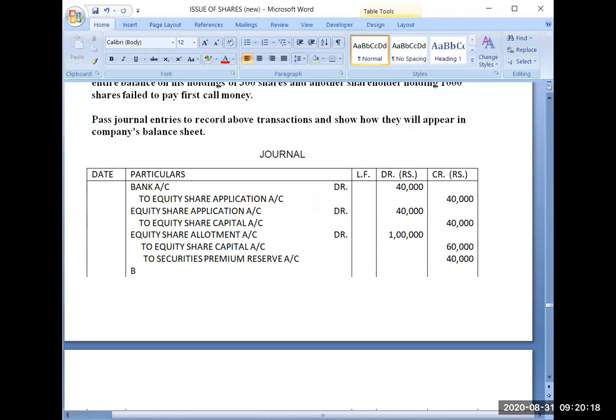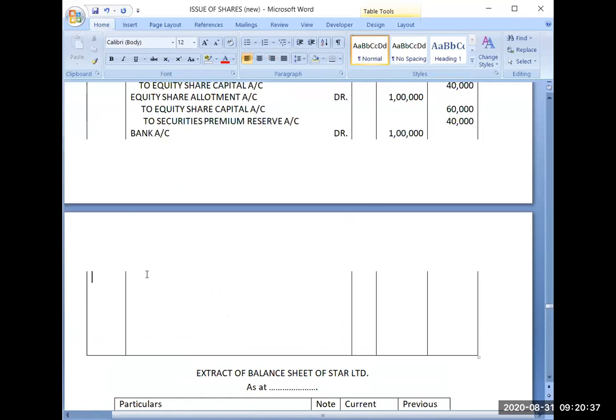Now bank entry. Bank account debit. You have received this 1 lakh in total. No amount is pending here. Bank account debit, to equity share allotment account, 1 lakh.